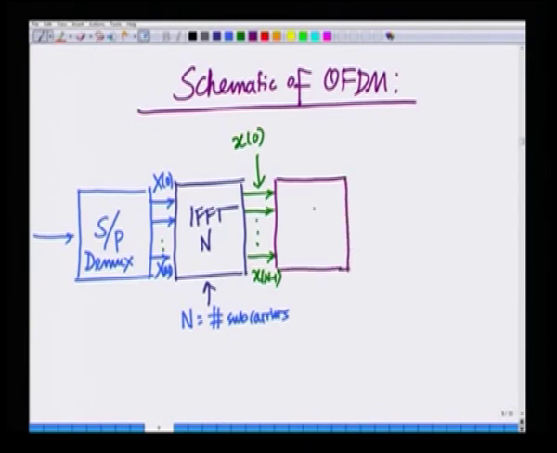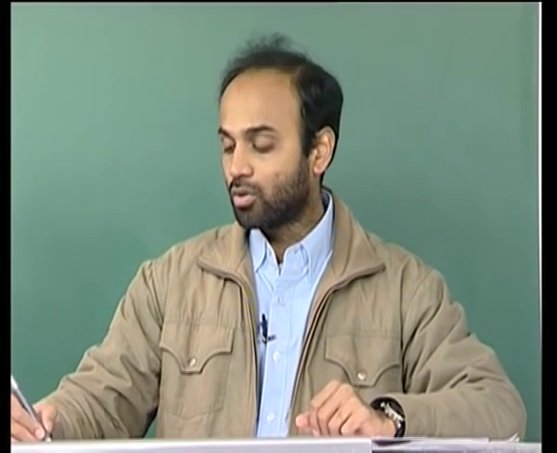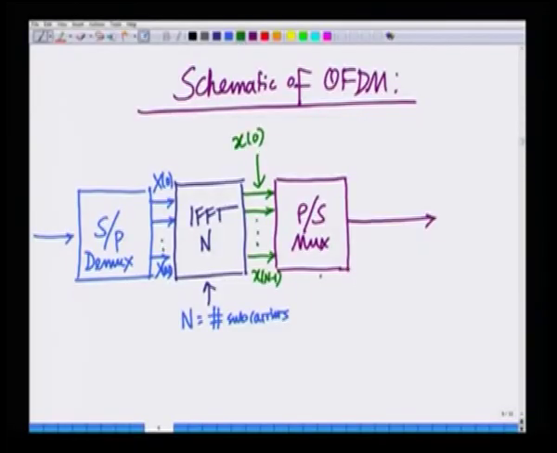and now I do the inverse operation, that is convert this parallel to serial, or I multiplex them, so to convert it into a stream which can be transmitted over the channel, I convert the parallel to a serial stream. This can now be transmitted. This is for transmission over the channel. This signal can then be transmitted over the channel. So this is x0, x1 up to xn minus 1. This is transmitted over the channel.